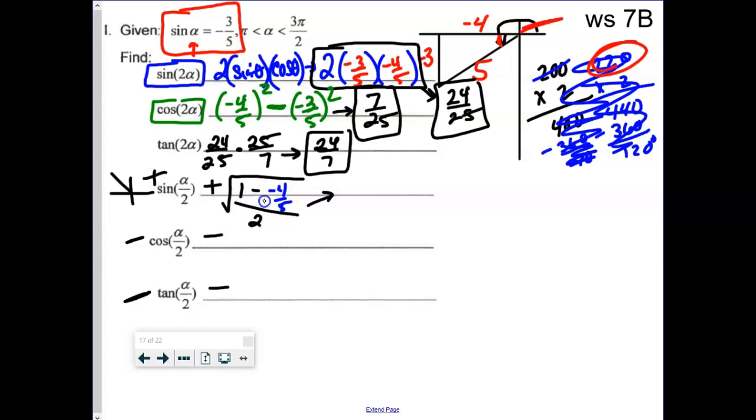So now we don't have radicals anymore. Now we have nice rational numbers. 1 plus 4/5, that's something. What is 1 plus 4/5? 9/5. Yes.